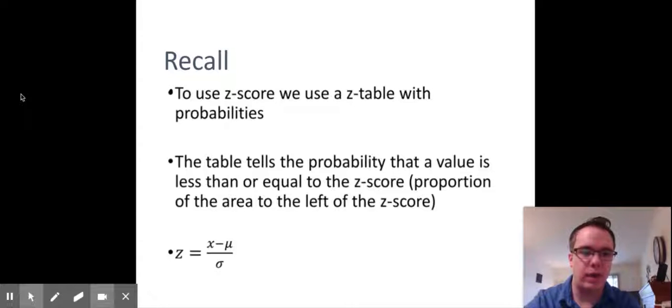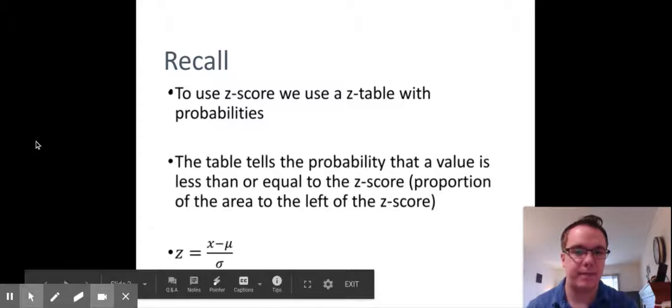Remember, if you wanted a percentage above that, we had to subtract from 1. And if you wanted to find a percentage in between, you had to take the proportion of the biggest z-score minus the proportion of the smallest z-score. And to find a z-score, we were taking our value minus our mean and then dividing by our standard deviation. We are going to use this formula right here again today.